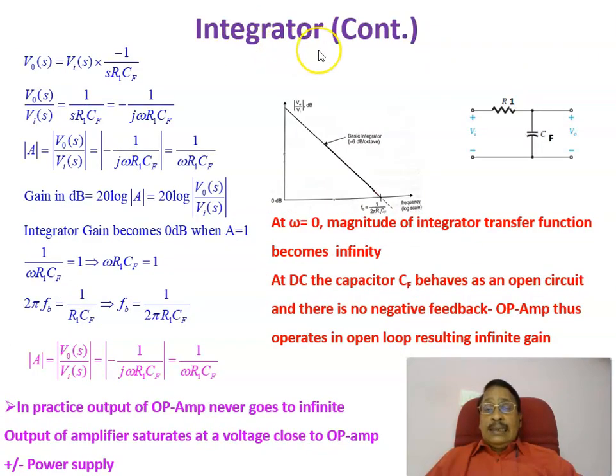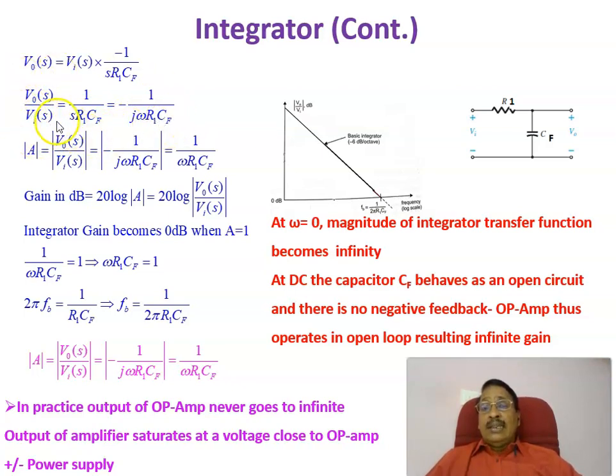Continuing with the ideal integrator, it is simply R and C. R is on the input side, and C is a capacitor between output and input, working as an integrator. The voltage ratio, output voltage divided by input voltage, in the S domain is V0(S) equals Vi(S) into minus 1 by S R1 Cf. This is the transfer function. V0(S) divided by Vi(S) equals minus 1 by j omega R1 Cf.